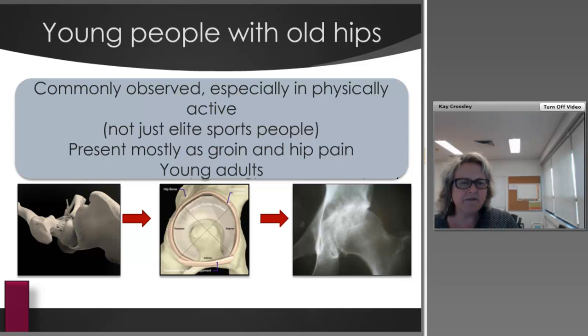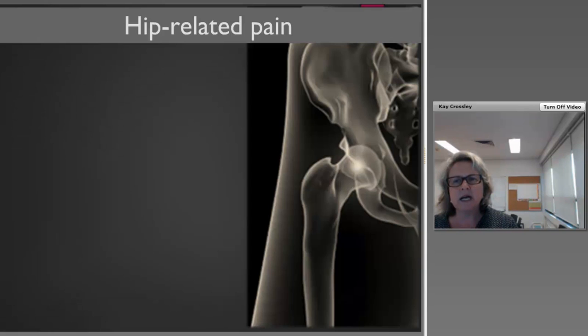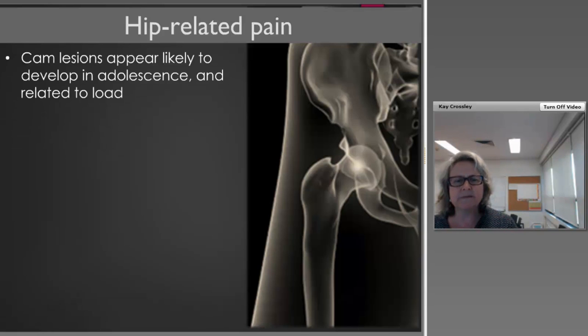So often we think of FAI as being a problem for elite sports people, but a lot of people presenting with hip pain and groin pain also have chondropathy, and these are often young people, so they're getting early signs of osteoarthritis but at a much, much earlier age than we normally associate with hip osteoarthritis.